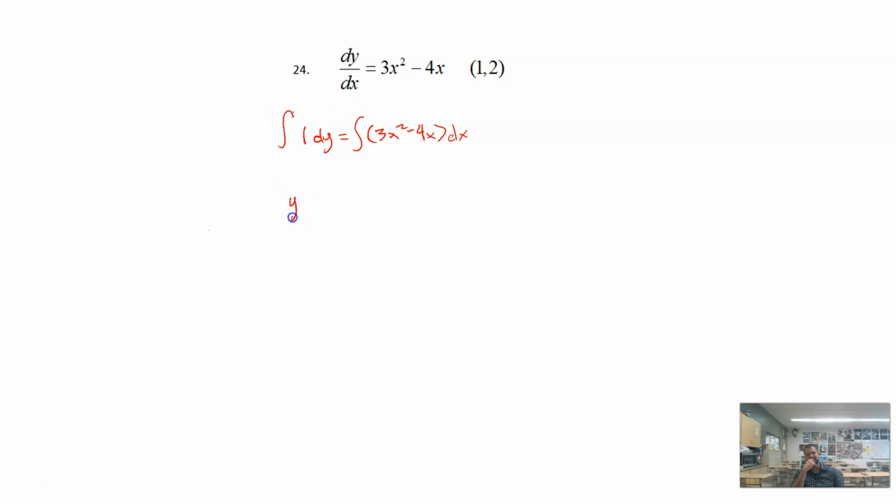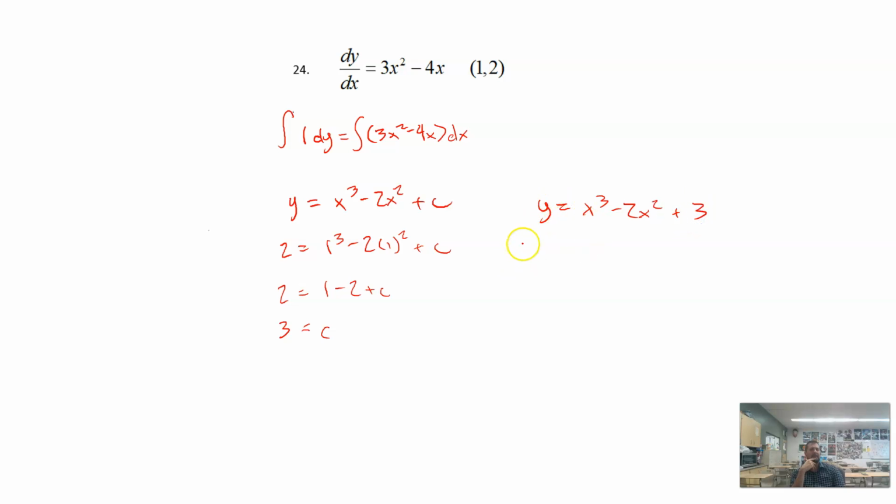Now remember, once we get the y's to one side and the x's to the other, we take the antiderivative. So I get y is equal to x to the third minus 2x squared plus c. Then we find our c, so I plug in 2 is equal to 1 cubed minus 2 times 1 squared plus c. So that's 1 minus 2 plus c is equal to 2. That's going to give us that c is equal to 3. Normally what we do, and we do this on this problem as well, is we take that c and we plug it back in. Now normally on these problems, we'd have to get the y all by itself. In this problem, the y is already by itself, so we are done with number 24. And you would have found that same answer if you'd used the same technique that we used earlier.